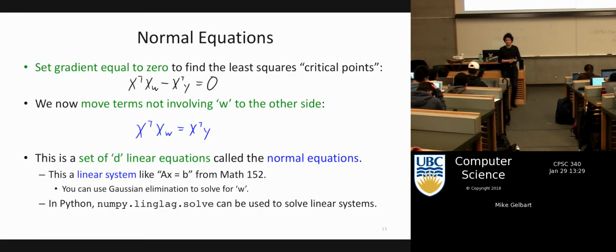Any thoughts on this? What's your name? Ari. Ari? Yeah. In what sense is this machine learning? Like, there's no learning going on. I like that question. I like that question. The question is, in what sense is this machine learning?